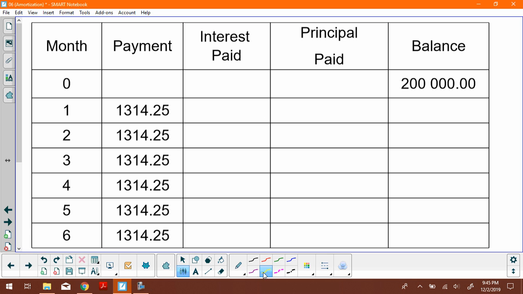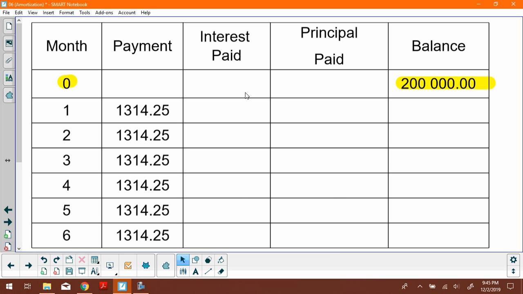So you notice I've written at the top here, our month is 0. So before we started paying it off, there's the balance. And for payment, we figured out what the payment was in example 1. So those are all written down here. Now we're going to talk about how to get these next few columns into the table.